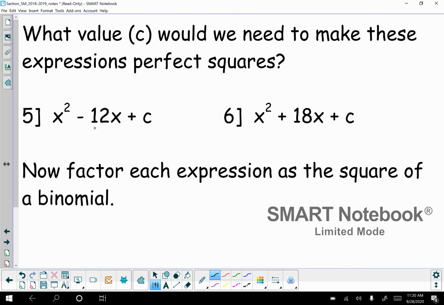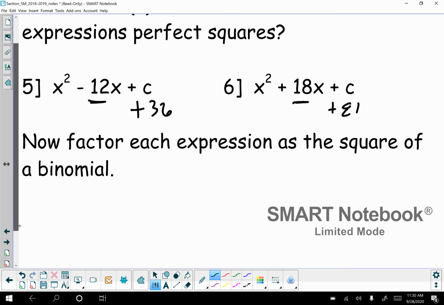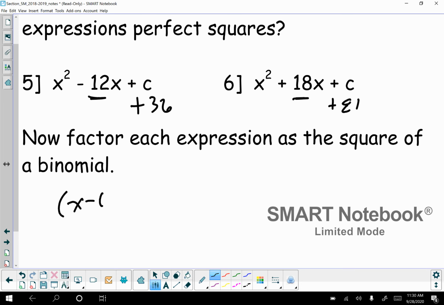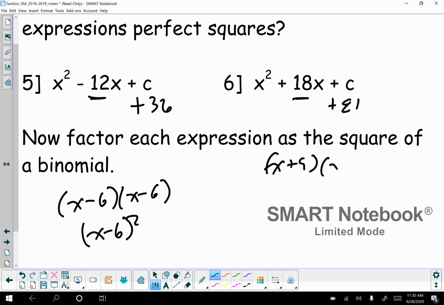Okay, so what is the c value? Well, half of this term is negative 6. Negative 6 squared is 36, so plus 36. Half of this is 9. 9 squared is 81. Now factor the expression as a perfect square. So this would have been x minus 6 and x minus 6, which is x minus 6 quantity squared. The top one here would have been x plus 9 and x plus 9, which turns into x plus 9 quantity squared.